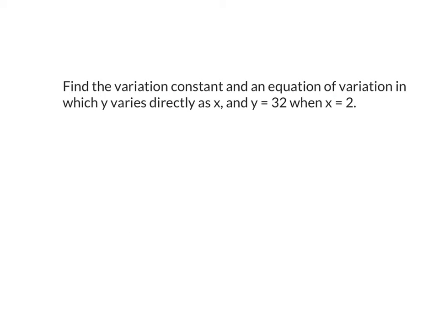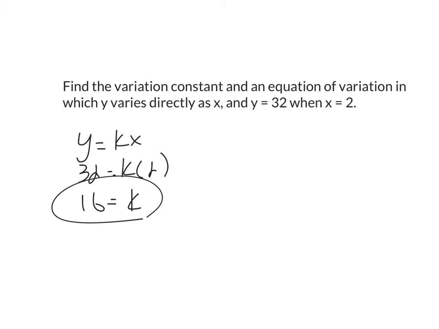All right, let's try one here. Find the variation constant and equation of variation in which y varies directly as x when y is 32 and x is 2. So your equation will look like this: y equals kx. It says y is 32 when x is 2. If I divide both sides by 2, there's my variation constant, 16. Your equation of variation will be y equals 16x. So basically, your y is always going to be 16 times bigger than your x. That's all they really want you to do there.